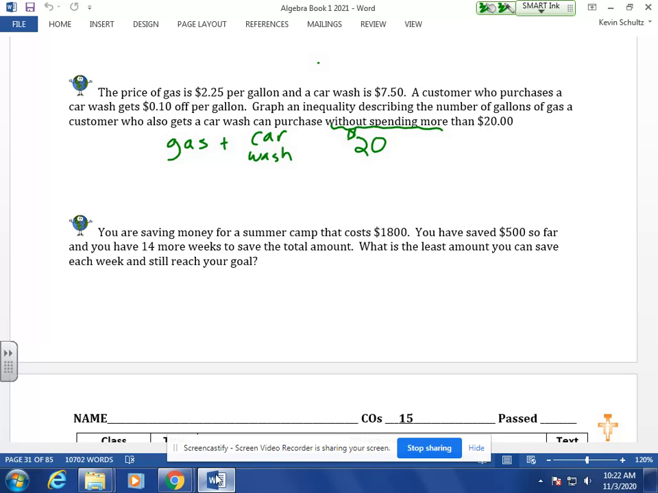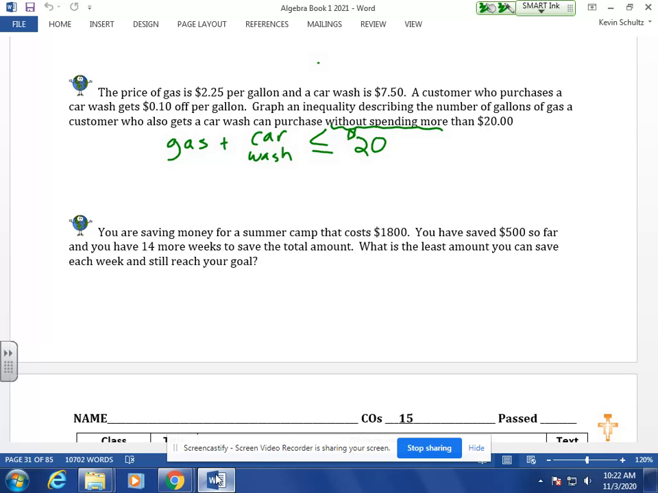So we talked about setting this up: it should be the cost of gas plus the car wash. What symbol did you determine should go in that blank space there? What does the phrase "without spending more than $20" mean? Less than or equal to.